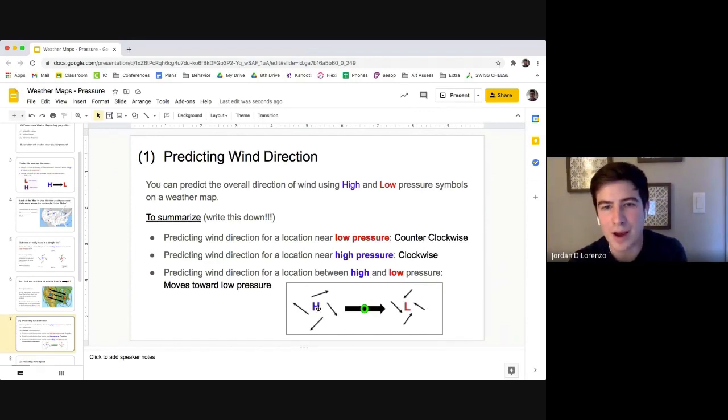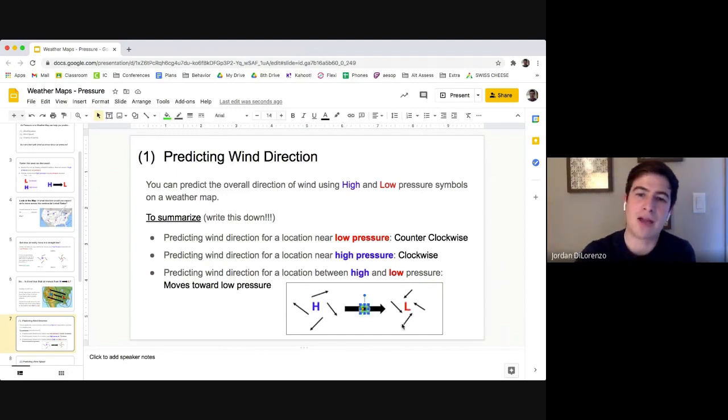So since we know air moves from high to low, if you're in between those two locations, I think it's easiest, since it's very hard to predict in this scenario, to say that wind is going to move toward the east, just because you know it's going to move away from the high and toward the low.